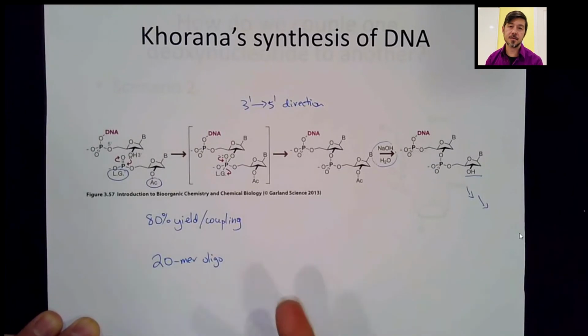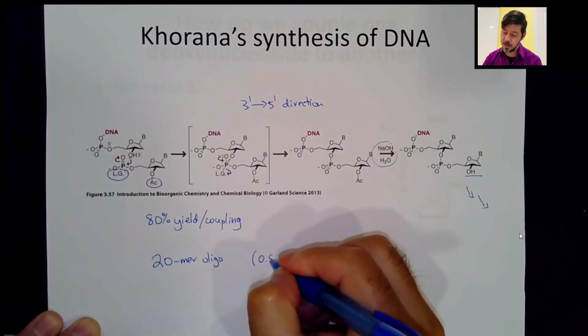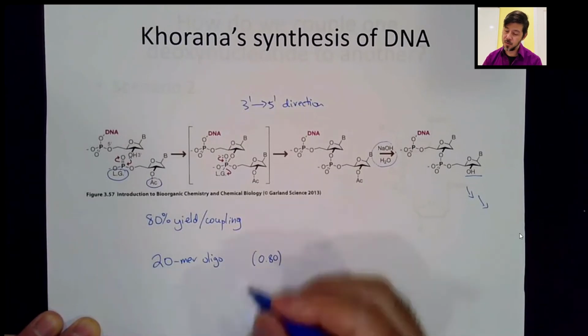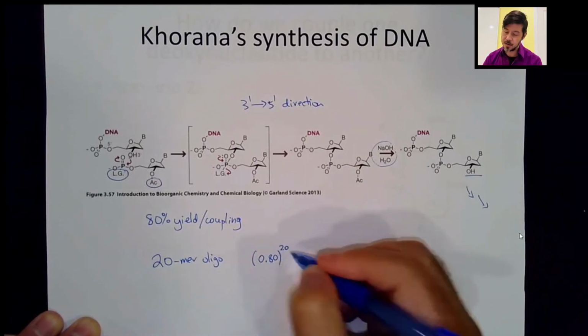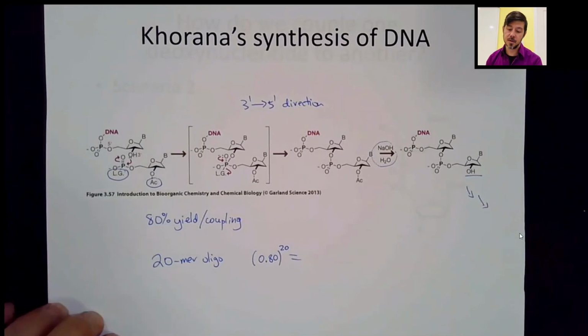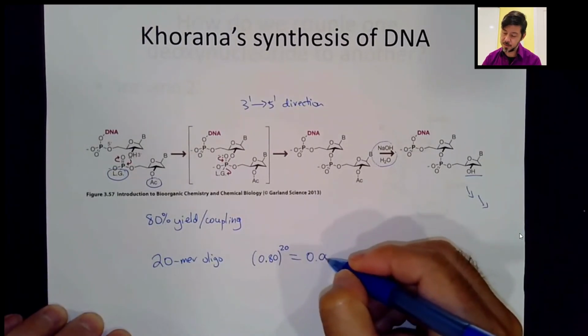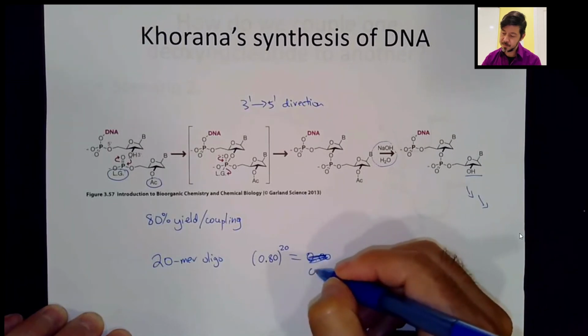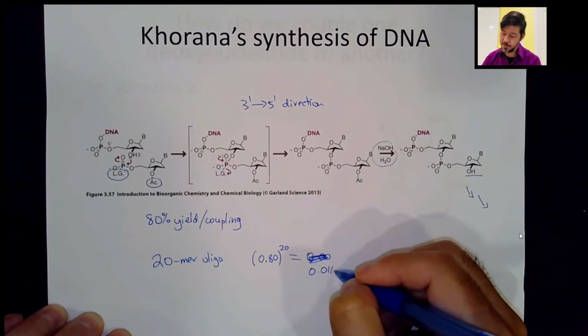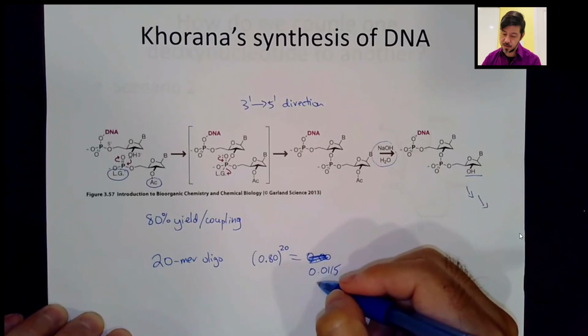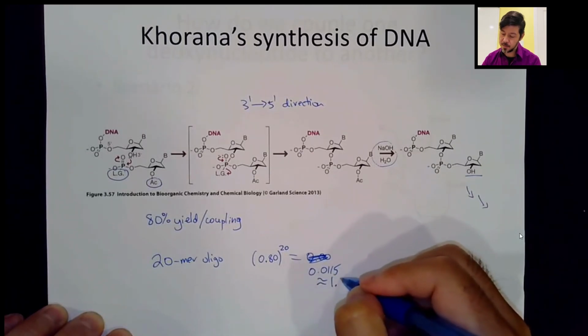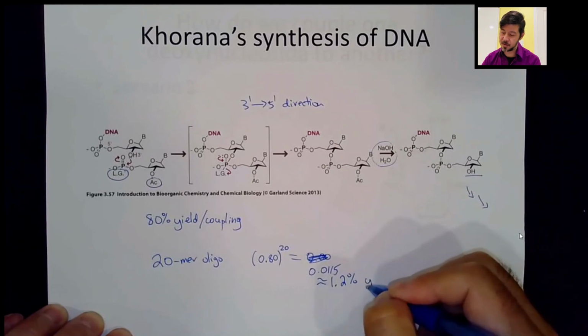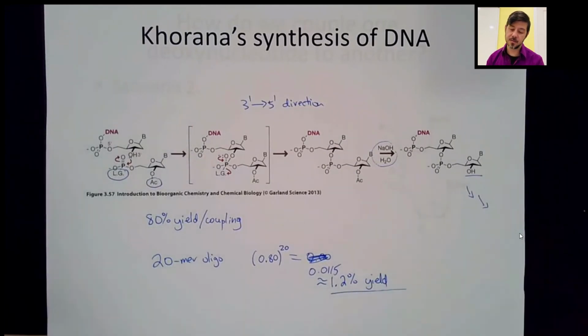you need to take that yield. In this case, it's 80%, so 0.80 raised to 20 steps. If you do this 20 times, your overall yield is going to be 0.0115. Translate that to a percent, that's around a 1.2% overall yield. So that's really not so great. You get low overall yield, and because of that low yield, purification is going to be very challenging.